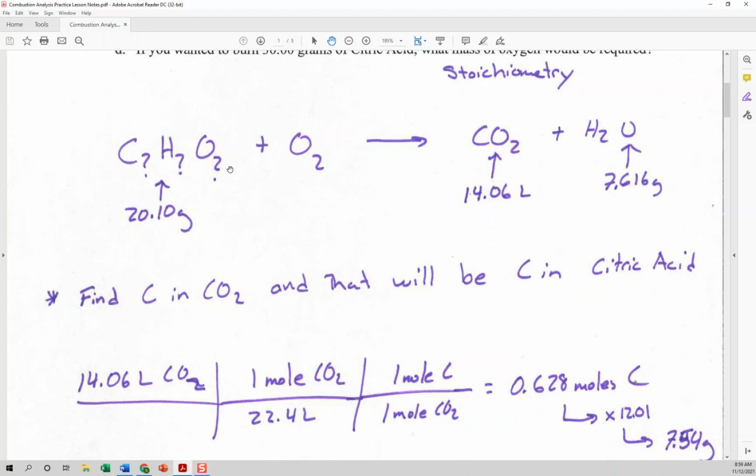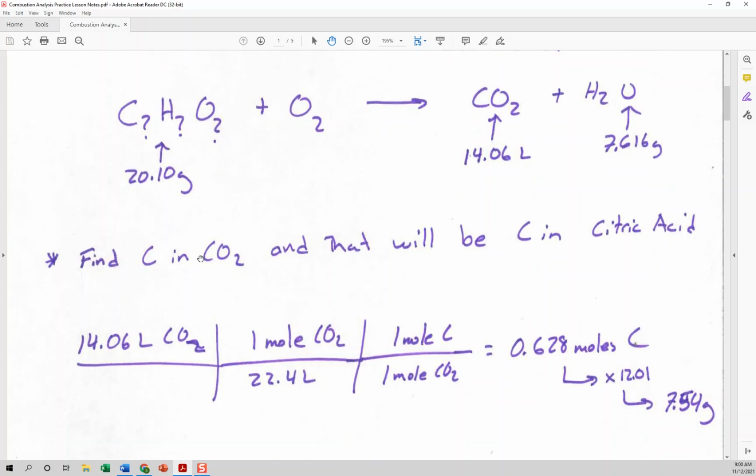But we can't do that for the oxygen because we have two sources of oxygen on this side and two places it went to, right? So even if we figured out the amount of oxygen here and the amount of oxygen here and added them, that wouldn't be the amount of oxygen here. We would have to subtract that amount of oxygen, and then that would leave us the amount of oxygen there. So there's a couple ways you could do it, but the oxygen is just a little bit more complicated. All right, so let's go through what you should do.